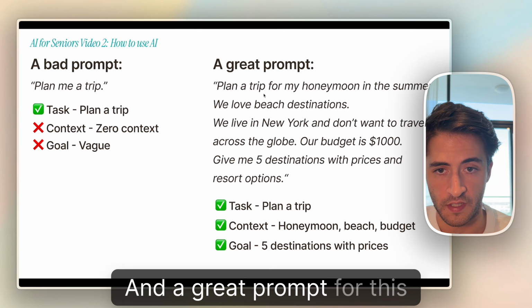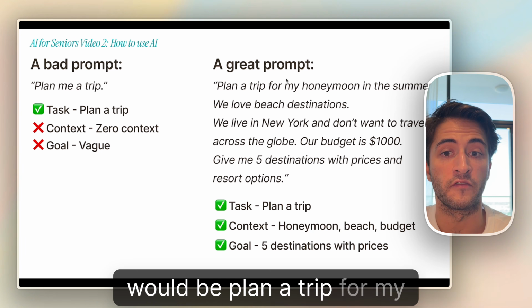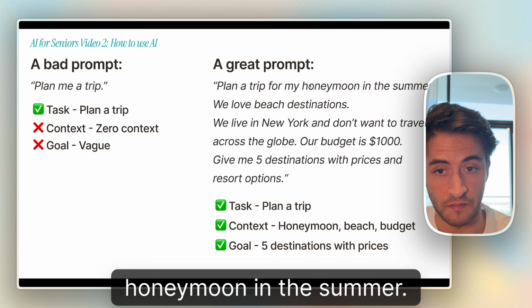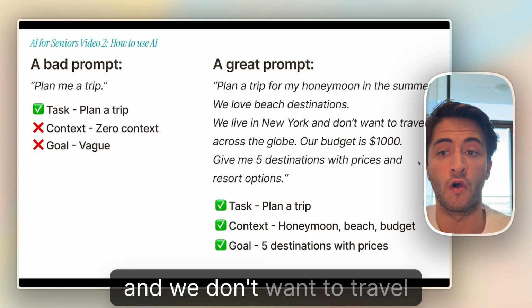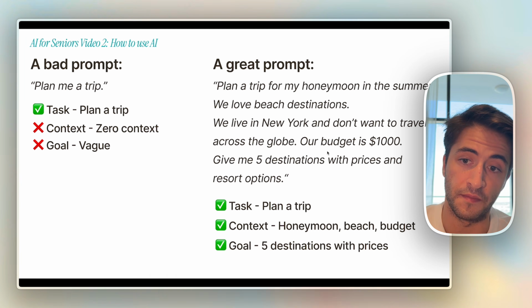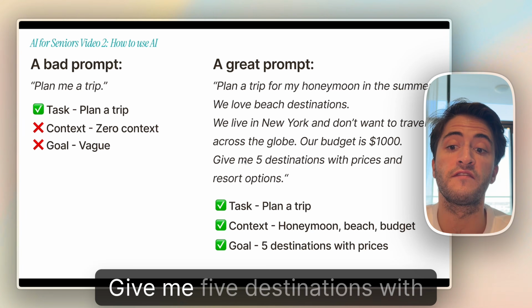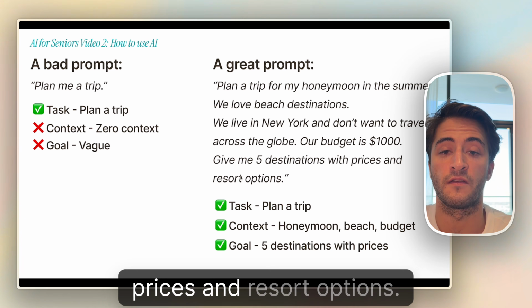And a great prompt for this would be, plan a trip for my honeymoon in the summer. We love beach destinations. We live in New York and we don't want to travel across the globe. Our budget is $1,000. Give me 5 destinations with prices and resort options.